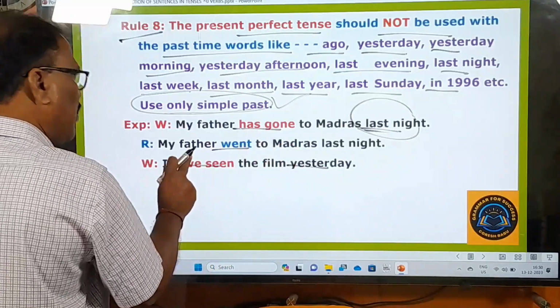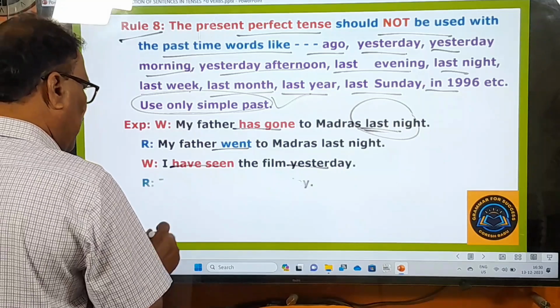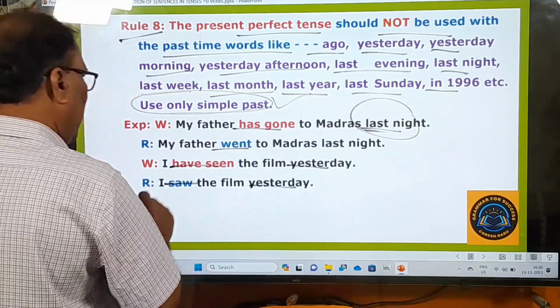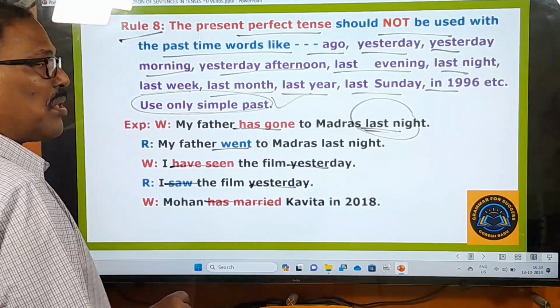And therefore, you should not use present perfect. You should use only the simple past. And therefore, you have to say, I saw the film yesterday. Right. And then comes, Mohan has married Kavita in 2018.